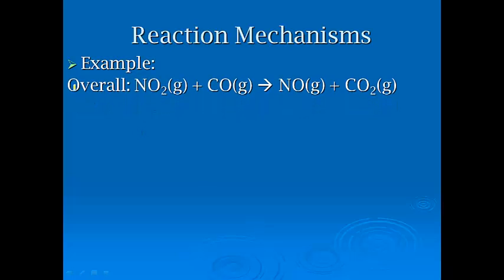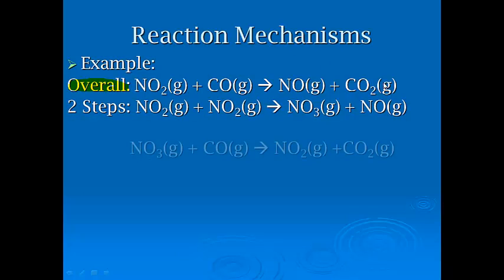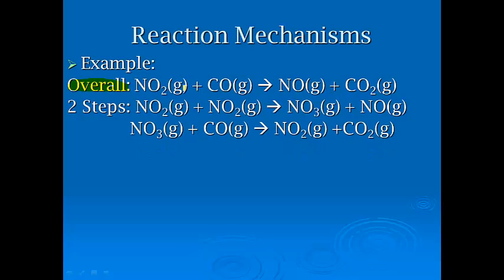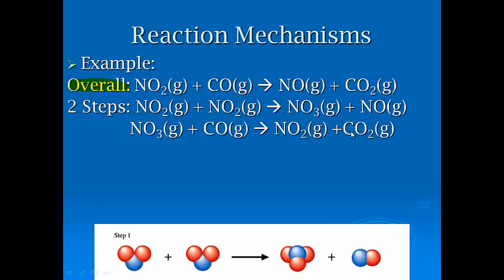For example, this is our overall reaction of nitrogen dioxide and carbon monoxide to give us nitrogen monoxide and carbon dioxide. There's really two steps that this has to take place in. First of all, you have two nitrogen dioxides combining to form one nitrogen trioxide and one nitrogen monoxide, and then that nitrogen trioxide that's left reacts with carbon monoxide to make nitrogen dioxide and carbon dioxide.